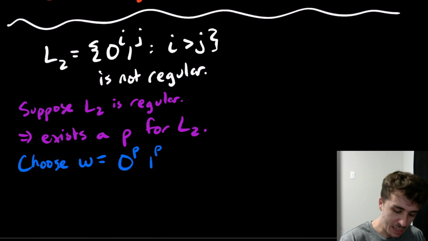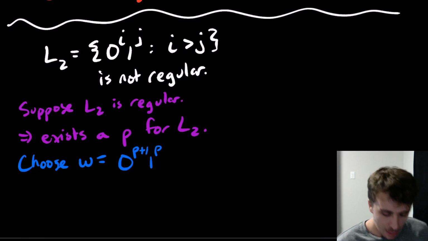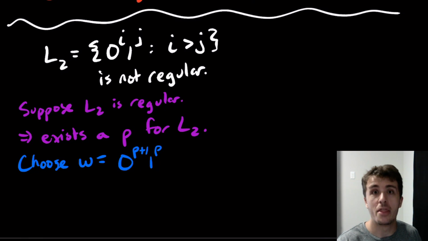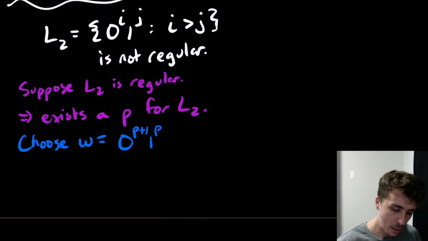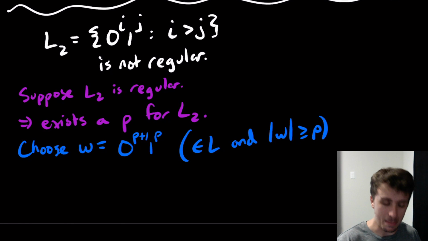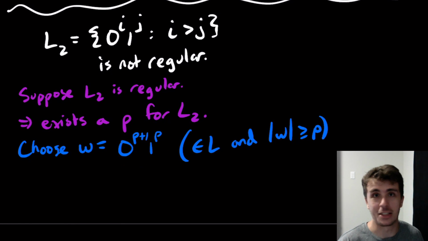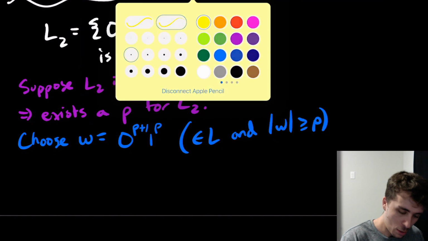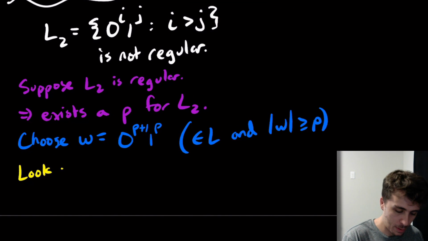So what I'm going to do here is pick P plus 1 zeros. It turns out that if I picked P plus 2 or more zeros, this will not be a good string. We'll actually see why in a second. So this string is in L, and the length of W is certainly bigger than P, because the string has 2P plus 1 characters, so it definitely has enough length. Then now we need to look at all decompositions again.